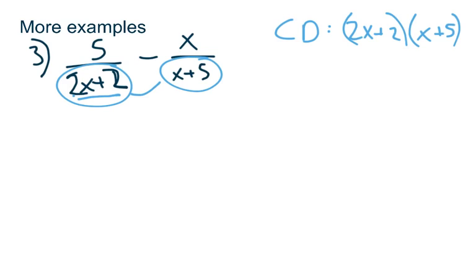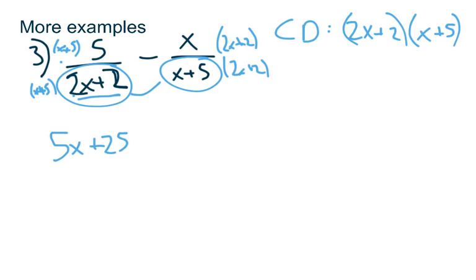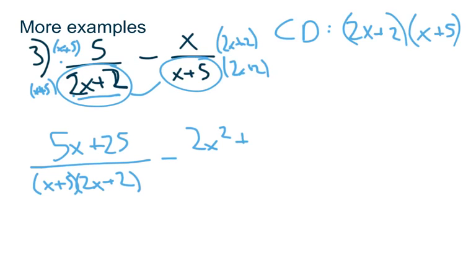And so I have to multiply this one by x plus 5, and then this one by 2x plus 2. So let's see, plus 5, plus 5. All right, so that's going to give me 5x plus 25, and this is all over x plus 5, 2x plus 2, minus 2x squared plus 2x, all over the same denominator, x plus 5, 2x plus 2.